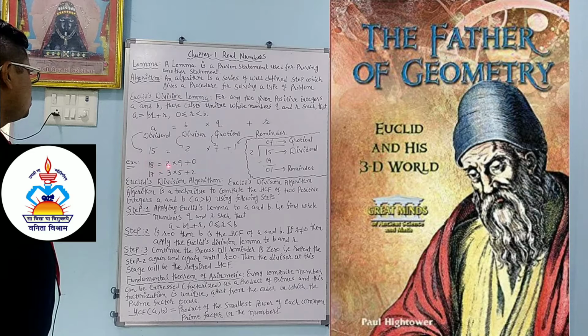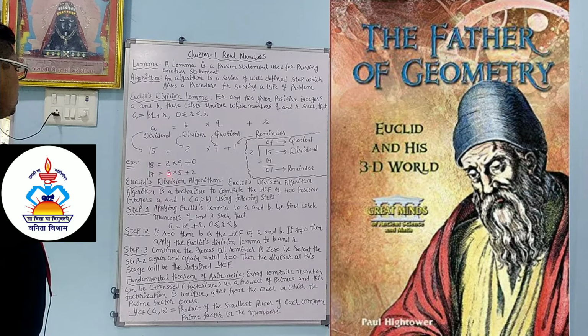So 18 equals 2 into 9. 9 is the quotient, 2 is the divisor, and since there is no remainder, the remainder is 0. In the same way, 17 divided by 3, we can write 17 equals 3 into 5 plus 2. 3 is called the divisor, 17 is called the dividend, and 2 is the remainder.